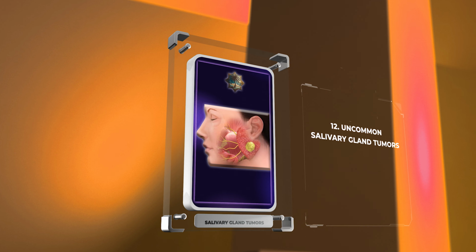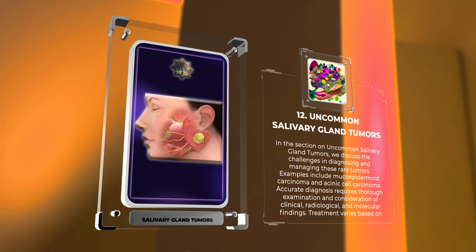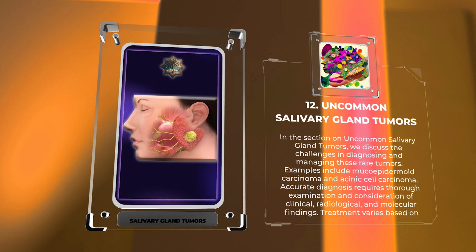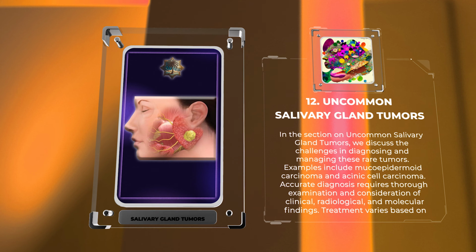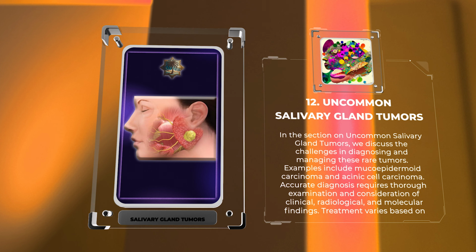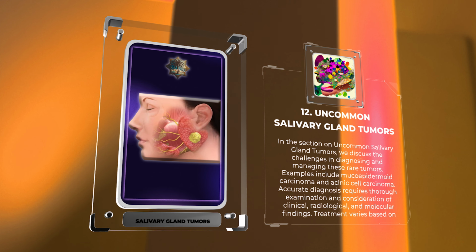In the section on uncommon salivary gland tumors, we discuss the challenges in diagnosing and managing these rare tumors. Examples include mucoepidermoid carcinoma and acinic cell carcinoma. Accurate diagnosis requires thorough examination and consideration of clinical, radiological, and molecular findings. Treatment varies based on tumor characteristics.